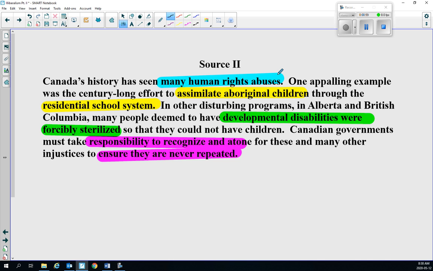So the blue highlighted section, many human rights abuses in Canada. You might talk about previous examples of human rights abuses that we've looked at. So that could include the internment of the Ukrainian Canadians, internment of the Japanese Canadians. I would briefly talk about those, maybe talk about the numbers involved if you can remember. And then, you would get into the appalling example they're talking about, which of course is the assimilation of Aboriginal kids through the residential school system.